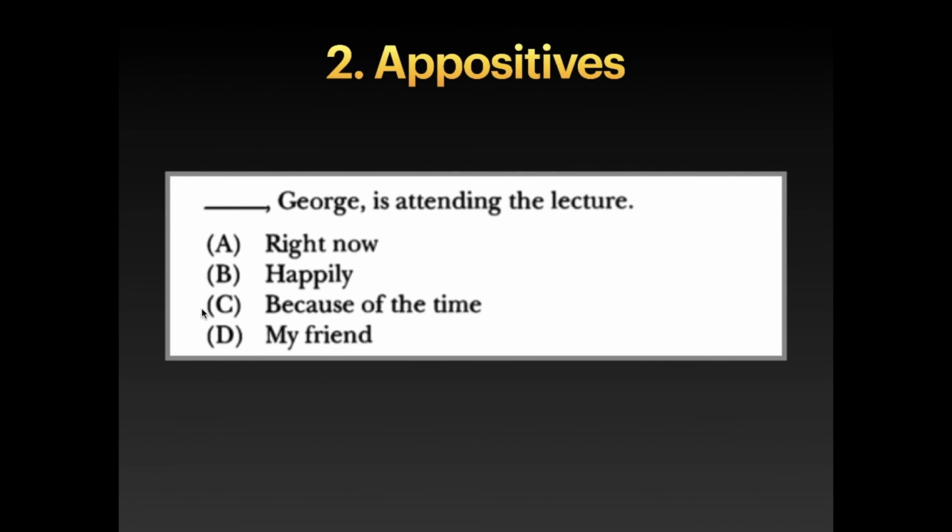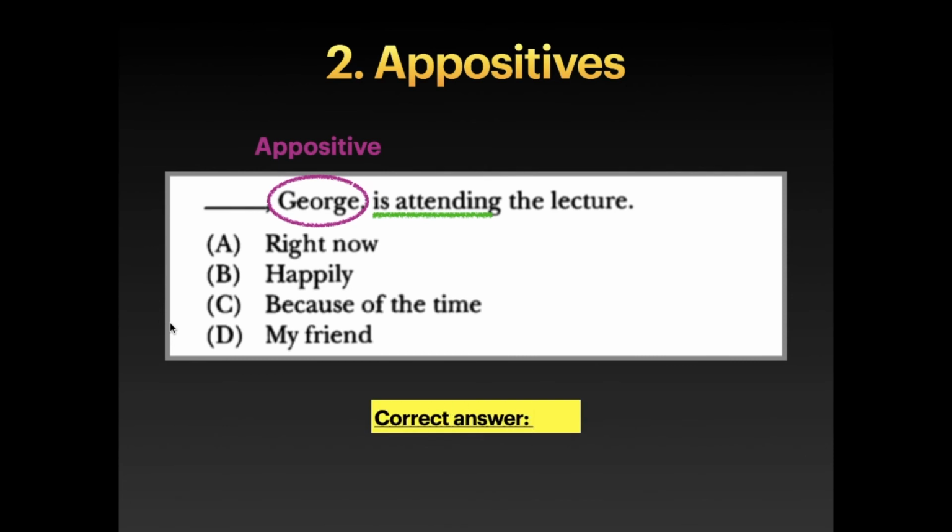From elimination, we can know that because this is an appositive, we need a subject, and the option that gives us a subject is letter D, my friend. So, my friend, George, is attending the lecture. Y de nuevo esto nos da más información. Mi amigo, ¿cuál amigo? Pues George. Yes, pero hay que tener en cuenta que como está entre estas comas, no es el sujeto.